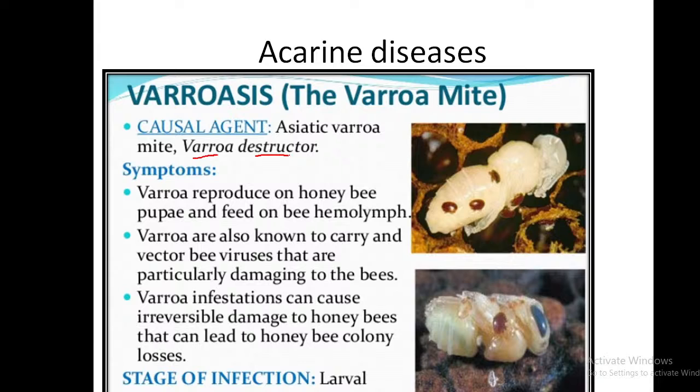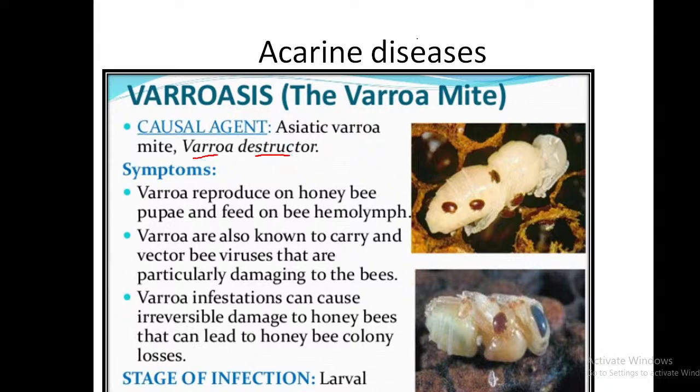One is Varroa destructor, and the other species is Varroa jacobsoni, which infects the adult bees and commonly affects Apis cerana. Varroa destructor is larger. There are two strains, Varroa destructor and Varroa jacobsoni, and these two mites commonly affect the honeybee. It infects both the larva as well as the adult.